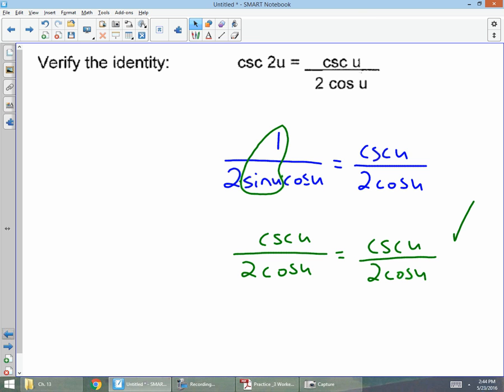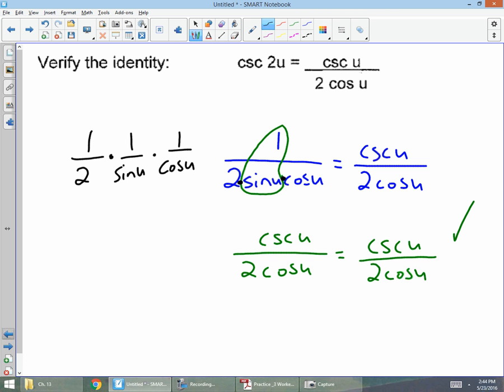And that worked because everything was already what? Not added together, because that would have been a lot of work, but multiplied together. So we were able to sort of pick apart the ones that you wanted. It's really like saying 1/2 multiplied by the 1 over the sine of u multiplied by 1 over the cosine of u. That's really what it's saying. So maybe that would be easier to sort of see what's being presented there.